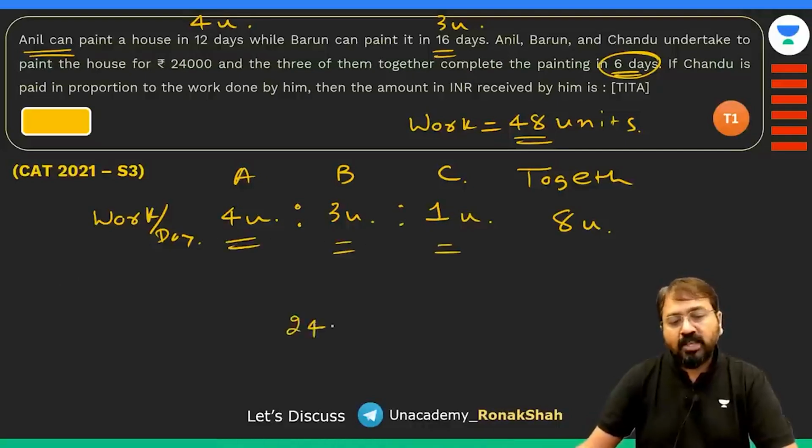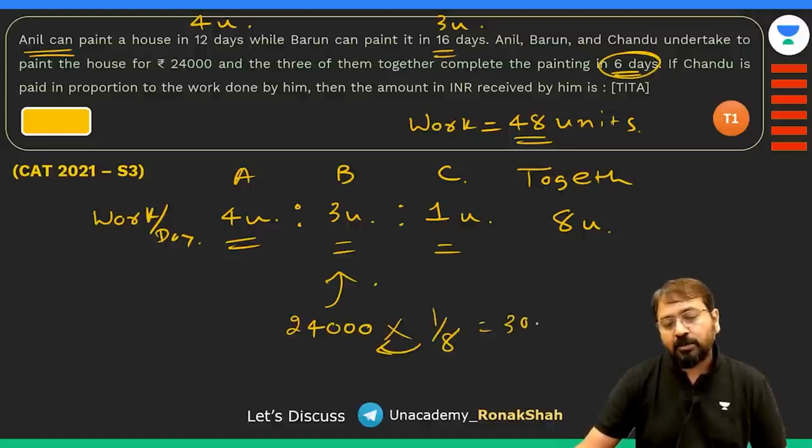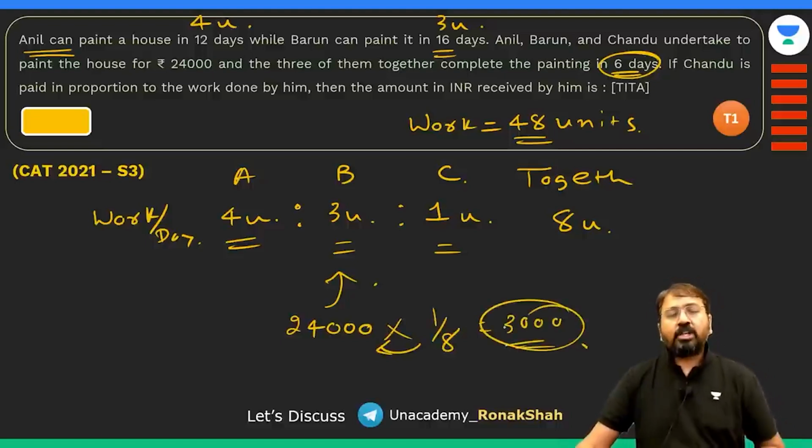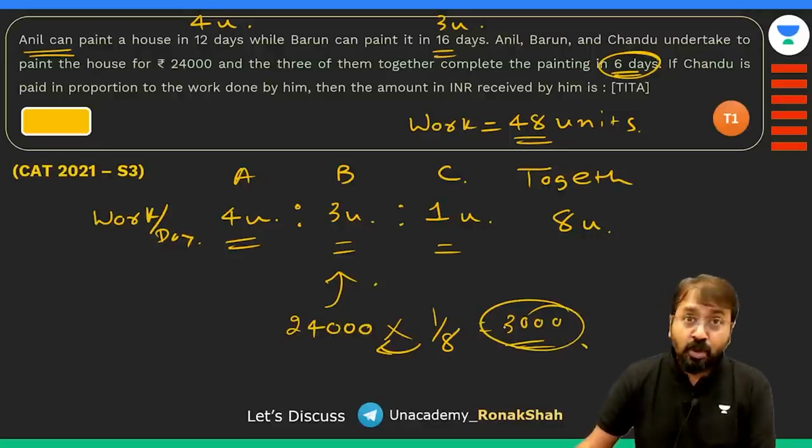Remember, the money is always distributed in the ratio of the work done by them. So here Chandu would get 1/8 of the total amount. So it will come out to be 3000 rupees straight away. It should not have taken more than 40-50 seconds to solve. Remember this, CAT 2021 slot 3.